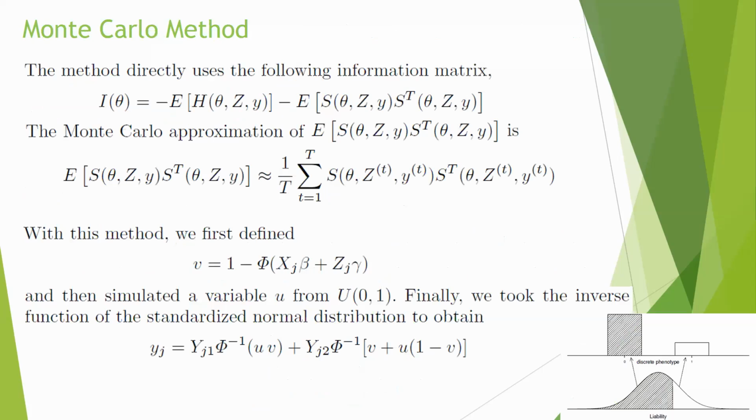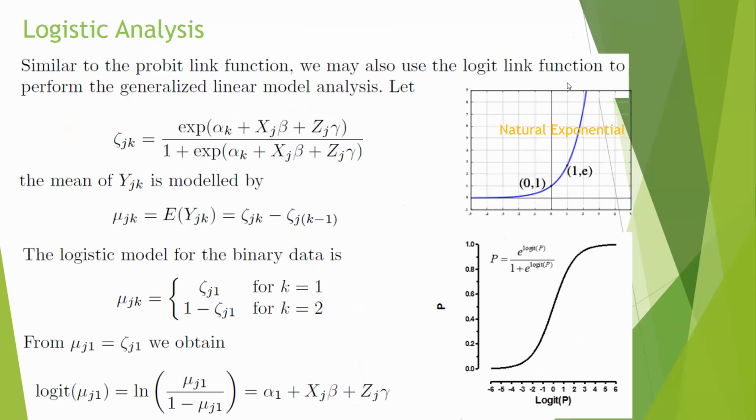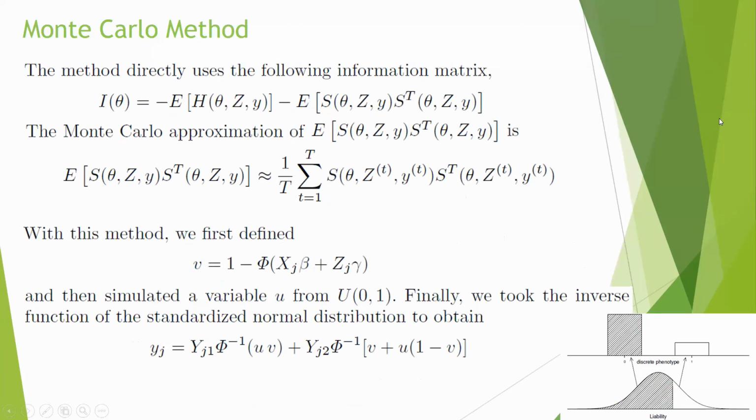The same thing applies to the mixture model. This is an example showing two categories for the phenotype of interest, and this is how we calculate the information matrix using the second derivative. Very similar to what we have learned before.